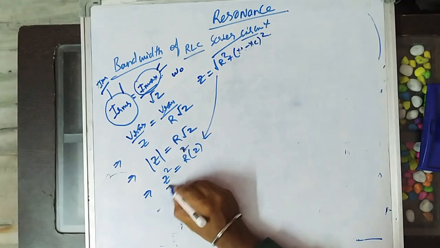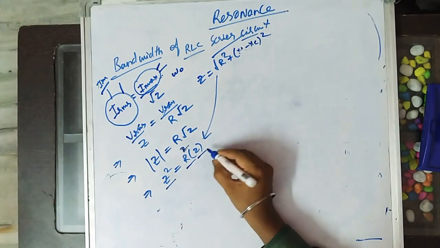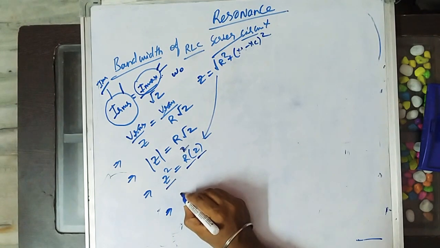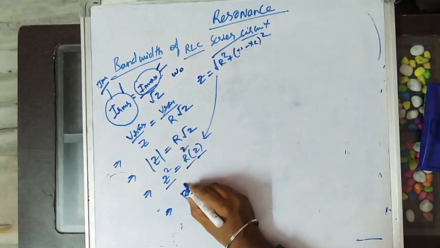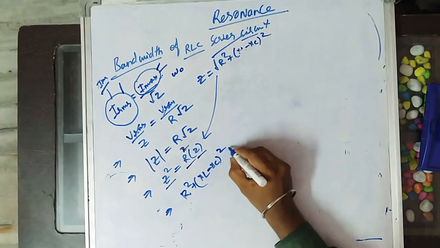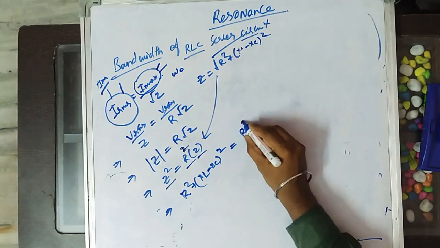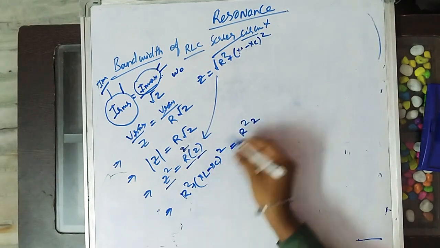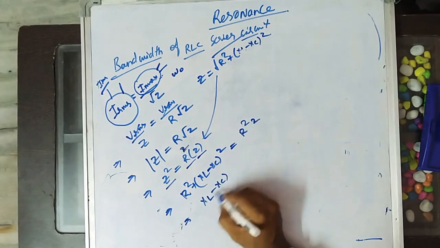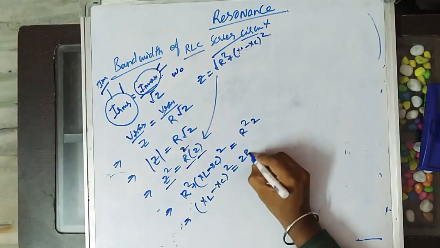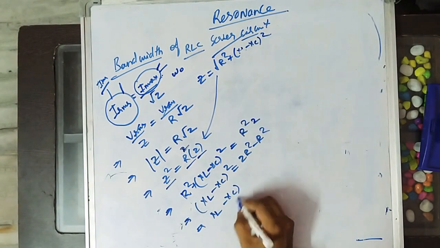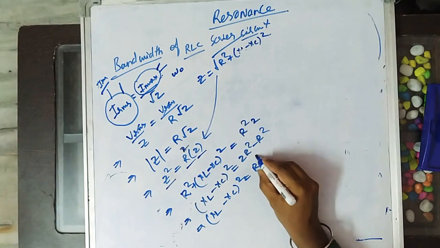Squaring this we get Z square equal to R square into 2. Substitute that Z square here. So we'll get R square plus XL minus XC whole square equal to 2 R square. Okay, so transfer this R square there. XL minus XC whole square equal to 2R square minus R square. Then you will get XL minus XC whole square equal to R square.